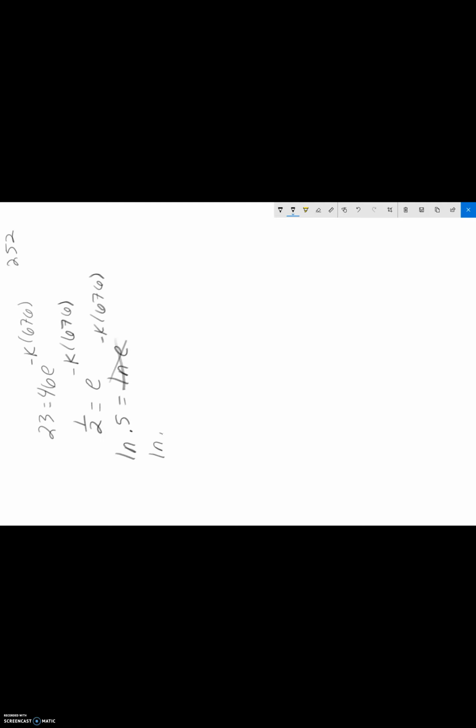The cool thing about taking the natural log of e is that it's just going to cancel. So I'm going to have the natural log of 0.5 is equal to negative 676 k, and then divide both sides by negative 676 to get k by itself. And that should give us our rate of decay. I need a calculator here. I'll pause while I get that out.